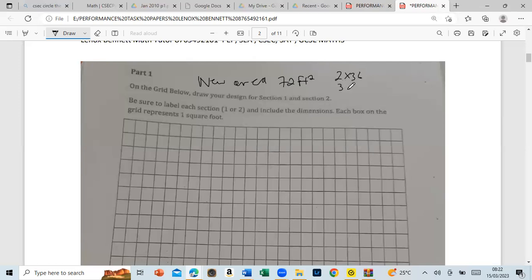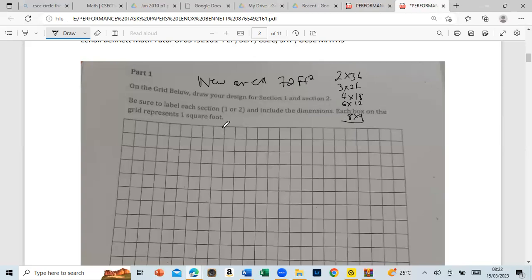3 by 24. We can have a 4 by 18. We can have a 6 by 12. Which one would you guys choose? Or we can have an 8 by 9. All of these can give us 72. For this one, I'm going to go with the 8 by 9.